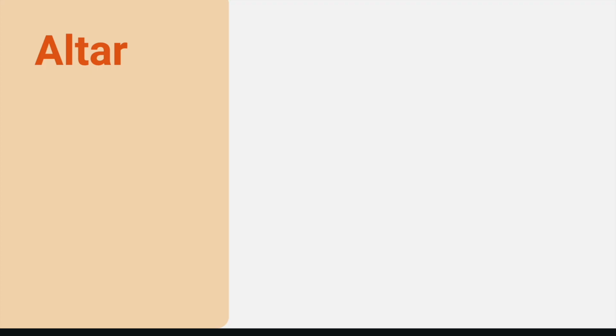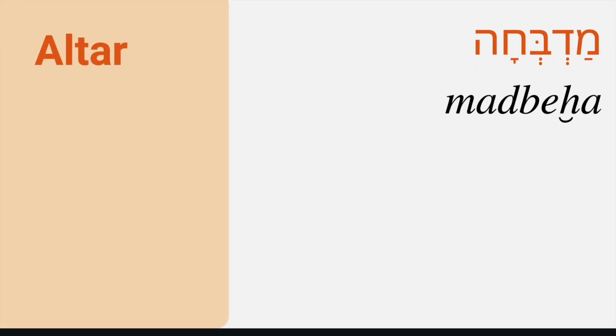And then there's the word altar. Madbecha. And again, we know all these letters too. This is encouraging that so many of the words that we're seeing now, we know all of the letters in these words. Mem, Dalet, Bet, Chet, He, Madbecha. And again, the He is functioning as a vowel indicator, so we're not going to pronounce it.